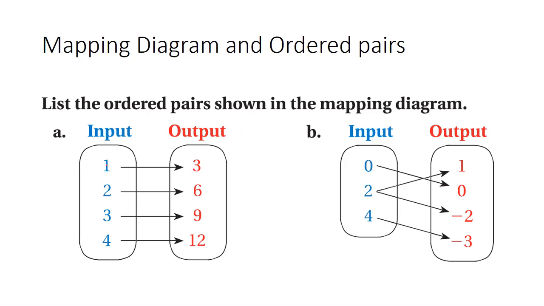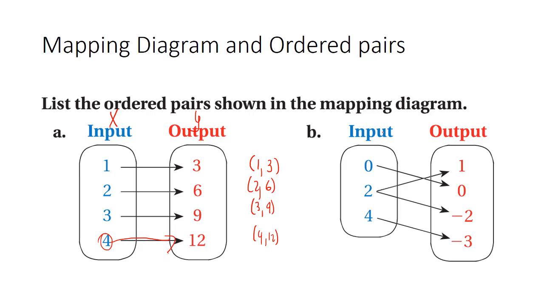Because we are taking one number and relating it to another number, we could write this as an ordered pair. And when we write it as an ordered pair, we let our inputs be the x's and the outputs be the y's. So it becomes an ordered pair of (1, 3), (2, 6), (3, 9), (4, 12). This is a function because one input maps to one output.